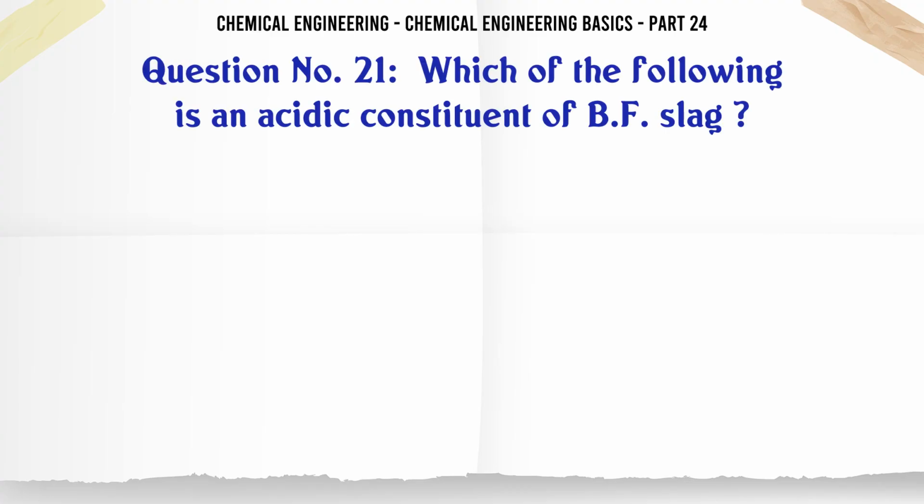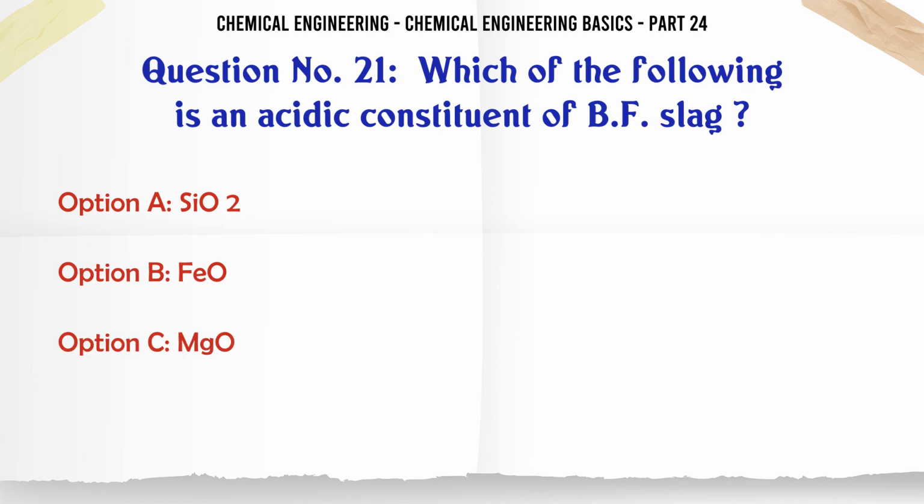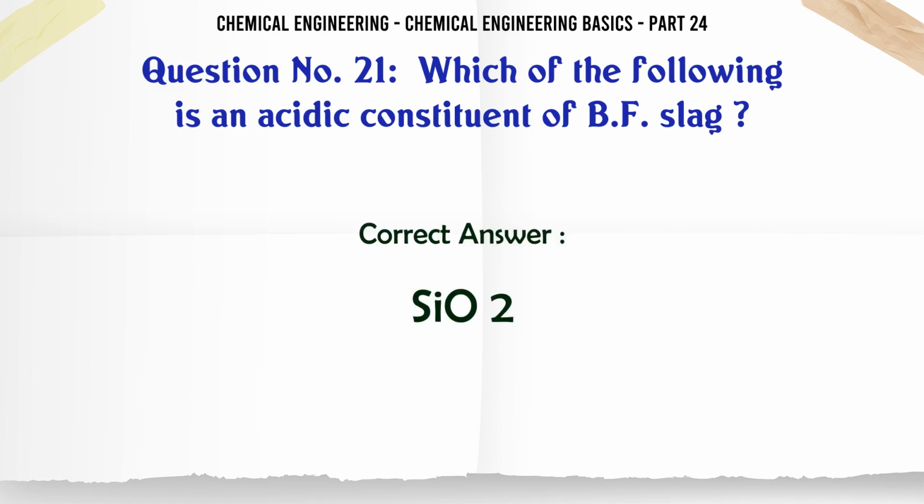Which of the following is an acidic constituent of BF slag? A. CO2. B. FeO. C. MgO. D. CaO. The correct answer is CO2.